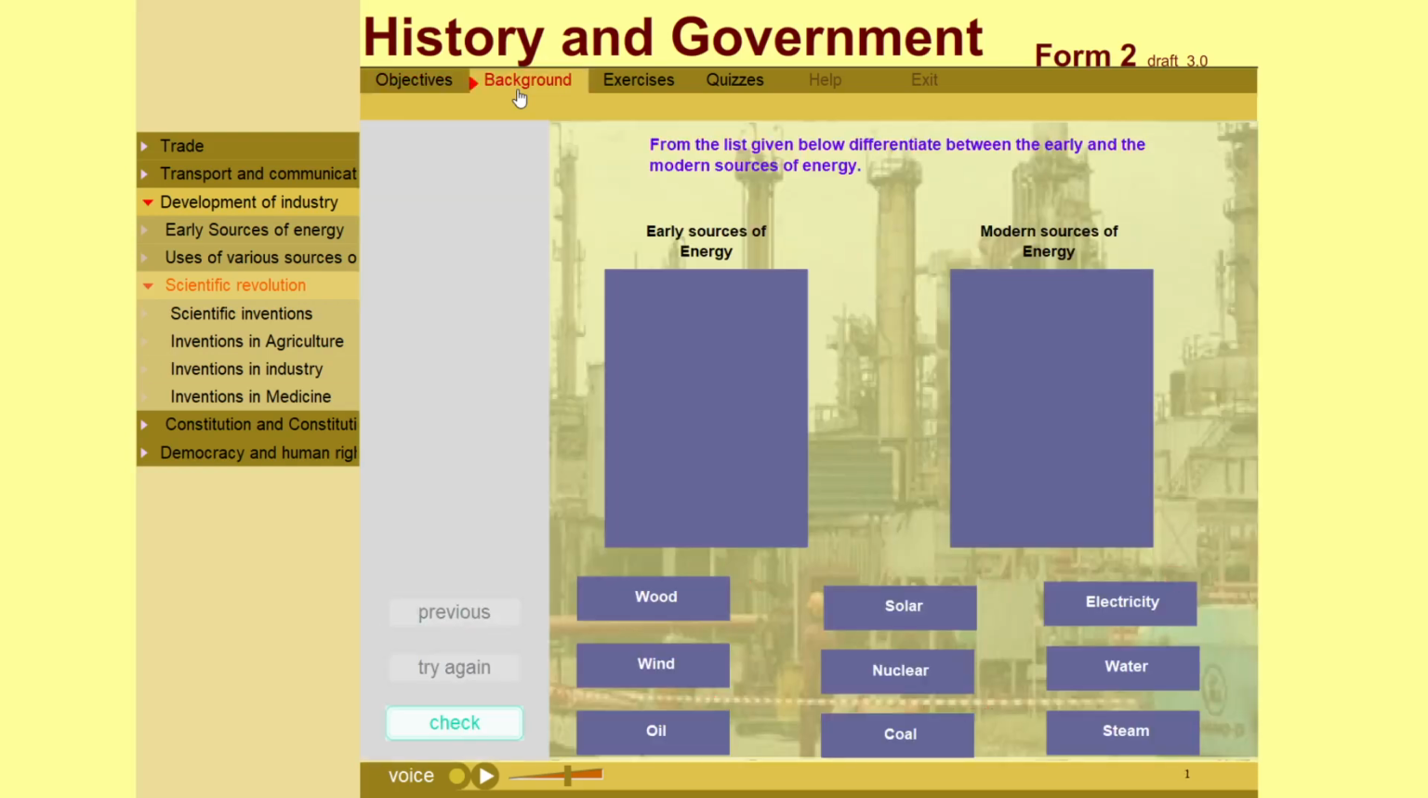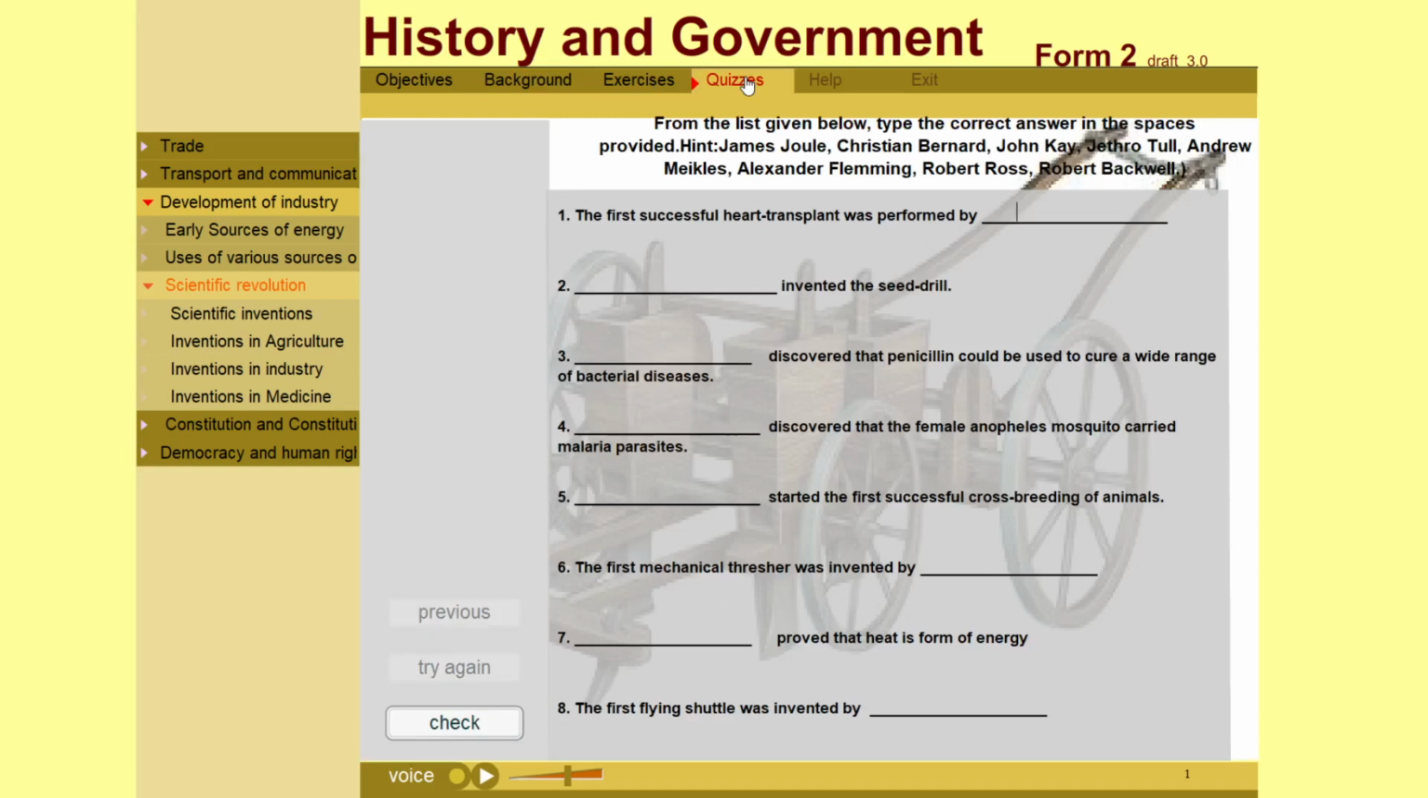The exercise provided will help you remember what we learned in the previous lesson. Attempt the following exercise. From the list of scientists provided, choose the correct names and fill in the space provided.